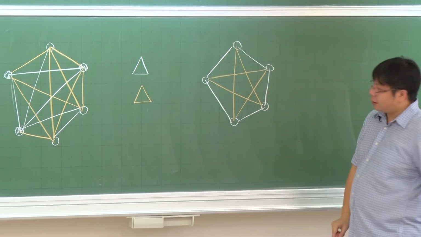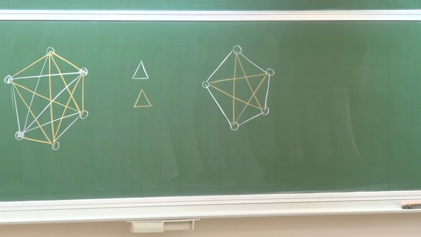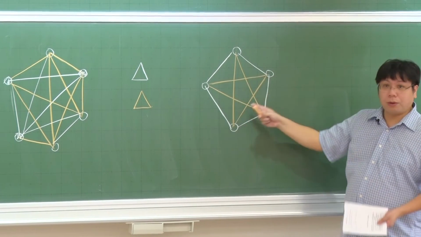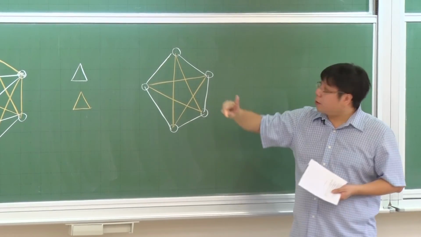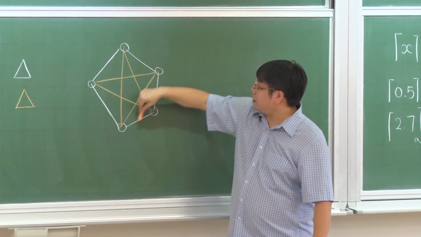So it is beautiful. It's a star contained inside a pentagon. Okay, then you can see that you don't have any orange triangle. Yeah, there is no orange triangle inside. So by a triangle, I mean it has to have vertices among at least five of them.